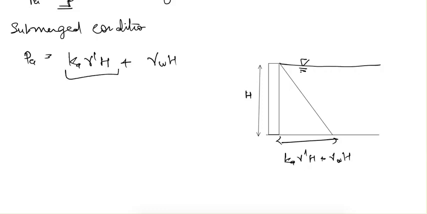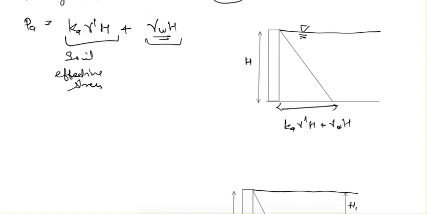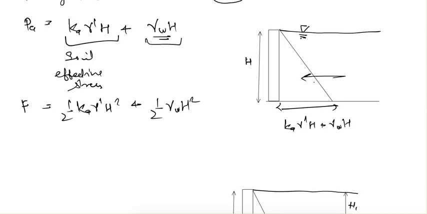So what we do here, we write for soil in terms of effective stress and due to water. Due to water, at any level it is the same in all directions, and that is equal to gamma W into Z. So that is the pressure due to water. This would be the total pressure, and if you want to find out the force, again the force would be half Ka gamma dash H square plus half gamma W H square, and the resultant would be acting at H by 3 from the base. This is the force per unit length of the wall.